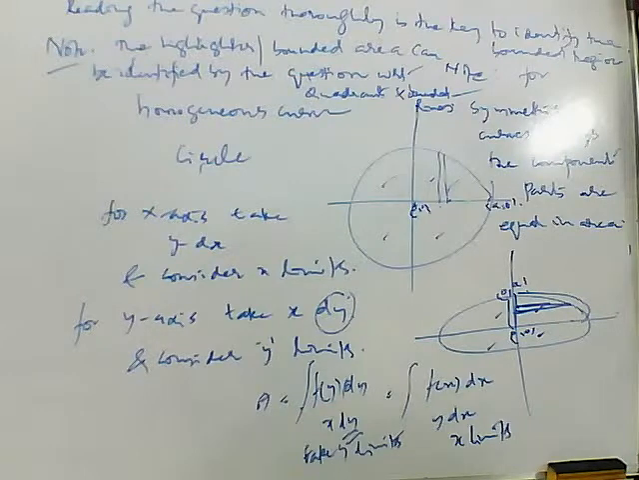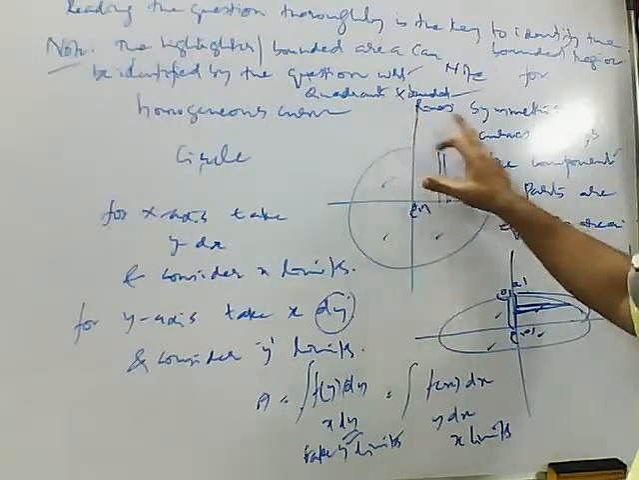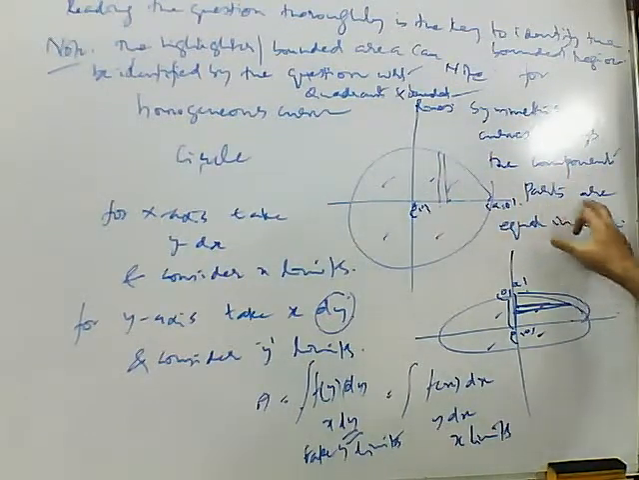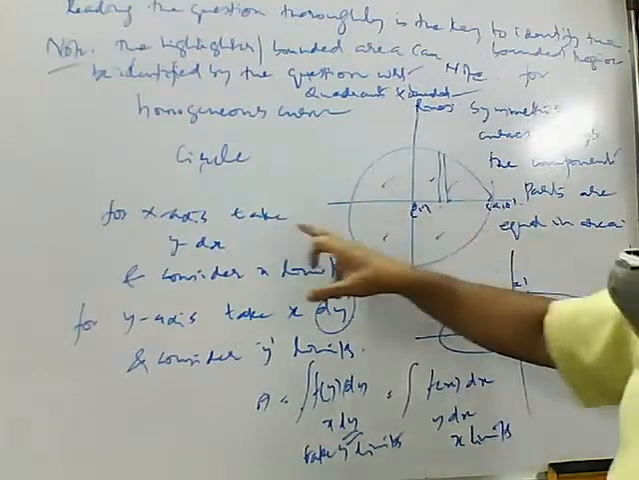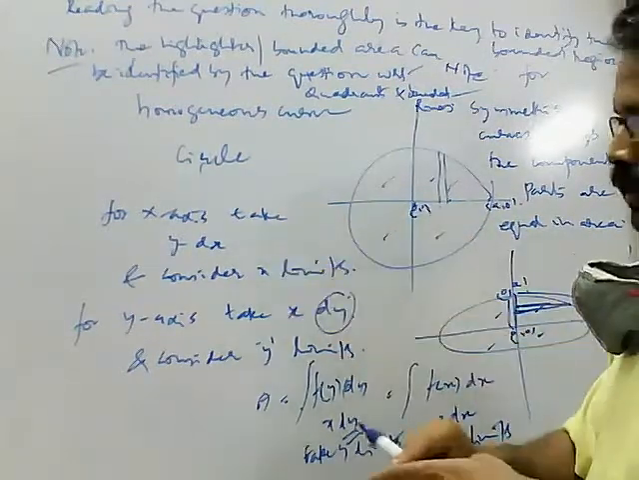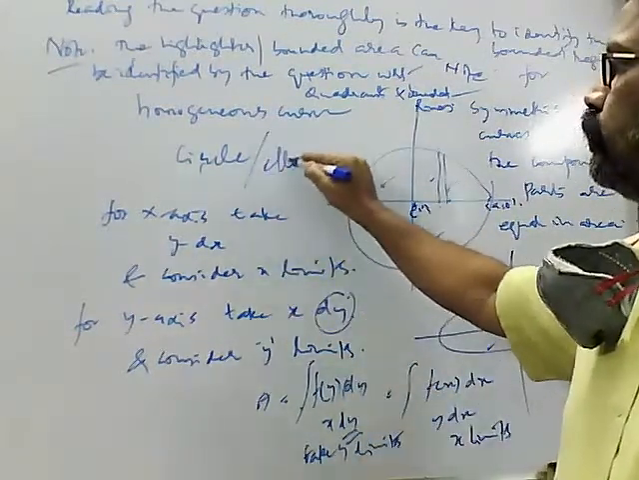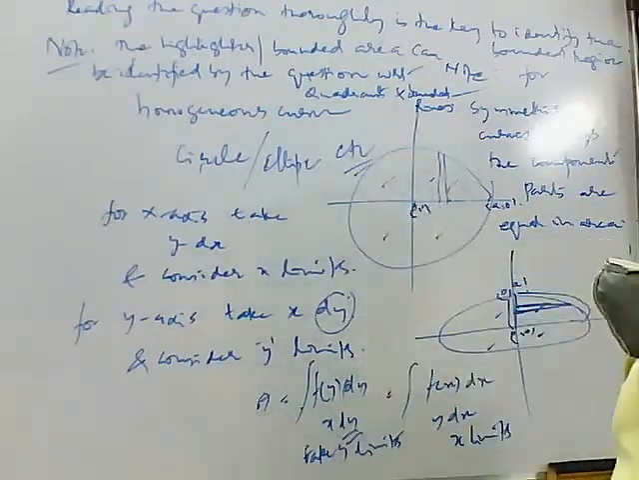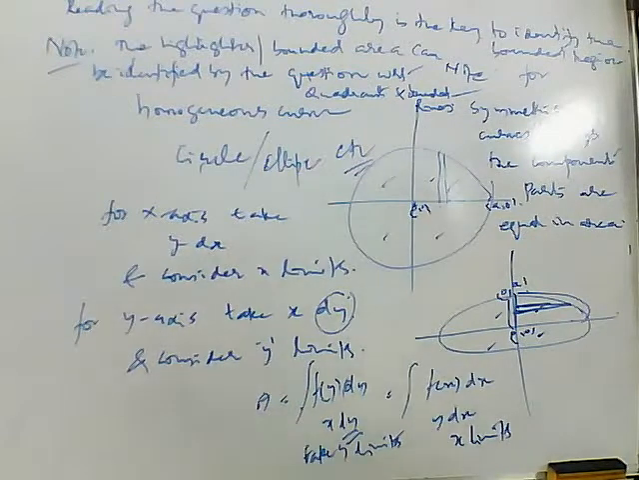The highlighted or bounded area can be identified by the question with respect to quadrants and bounded lines. For symmetric curves, the component parts are always equal in area. For example, about the x-axis: circle, ellipse, etc. They are all symmetric curves.